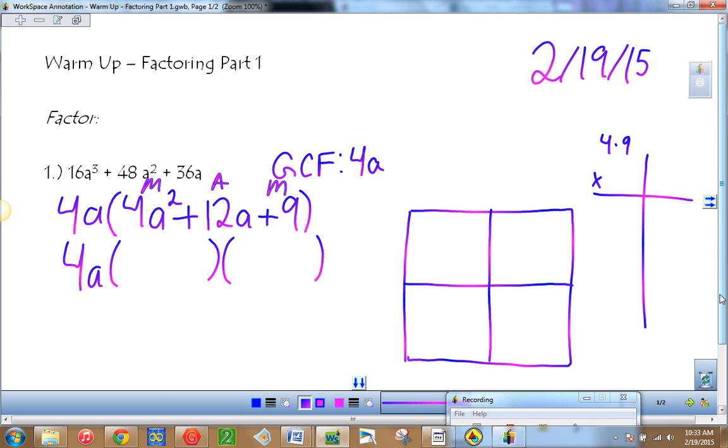What is 4 times 9? 4 times 9 is 36. And you want to add up to get what? 12.